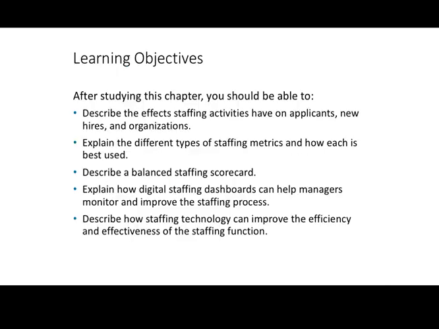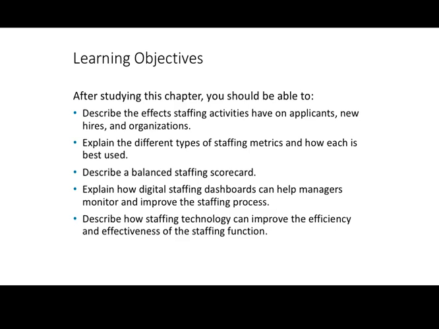We're now going to be looking at the learning objectives for this chapter, as always. The first thing that we want to be able to do is describe the effects that staffing activities have on applicants, candidates, new hires, and the organization. We developed the system, so what impact did it have on the applicant? What kind of outcomes can we expect to see in the person who's in our staffing process? What impact did it have on our new hires, and what impact did all of our activities have on the bottom line of the company?